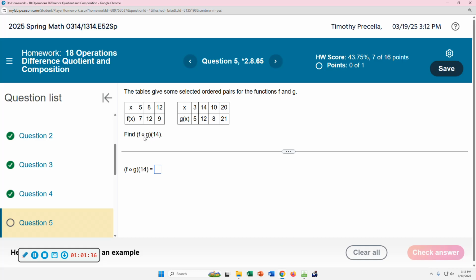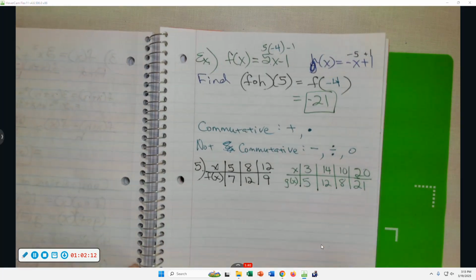Do you remember that function notation? What's G of 14? How do you find that? You go to G. Now we have 2 tables. I'll call out the numbers straight across: 3, 14, 10, 20. Down here: 5, 12, 8, 21. Switch over there.